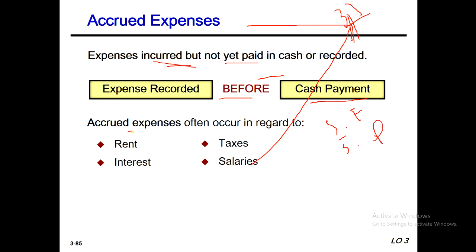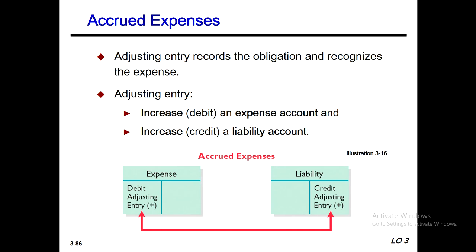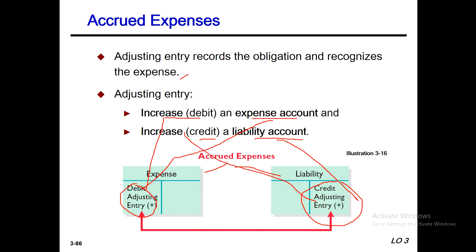Not only salary, but rent expense will be debit, and rent payable will be credit. Suppose interest expense will be debit and interest payable will be credit. Suppose taxes expense will be debit and taxes payable will be credit. Okay, I think everybody is clear. Now, as I said, the entry records the obligation and recognizes the expense. The entry increases the expense account, and credit means the liability account. So here for the accrued expense, this is the ledger: expenses debit, this is the debit side and the increase side, and this is the liability, this is the increase side. That means the liability account, this is the increase side. I think everybody is clear.